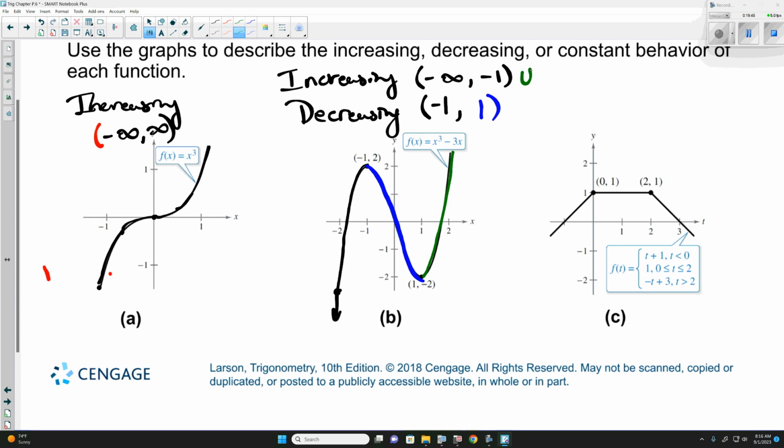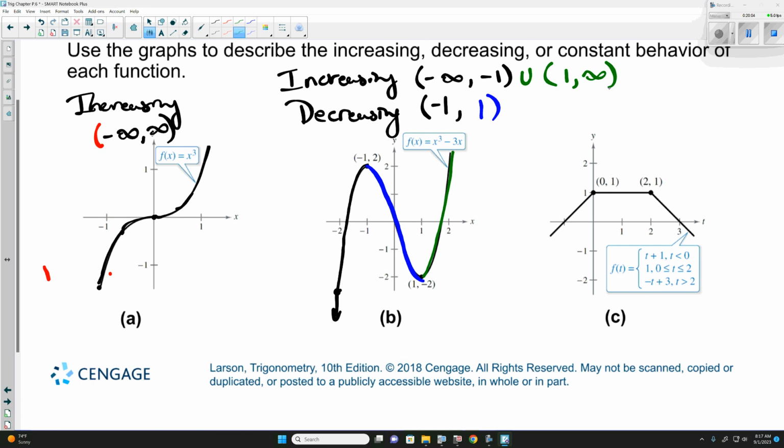up. So we have the union of 1 comma infinity. So it increased, it decreased, and then it increased. Questions on this so far?